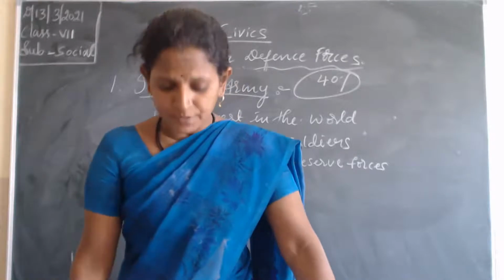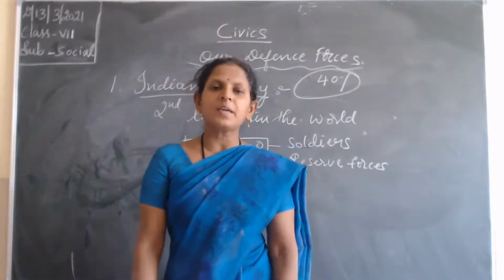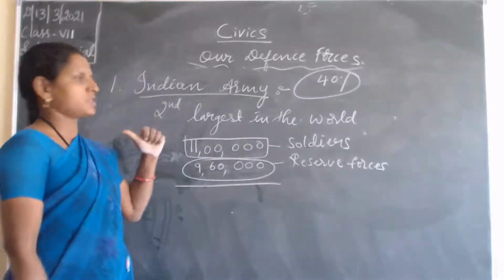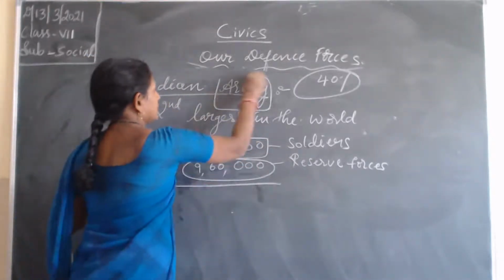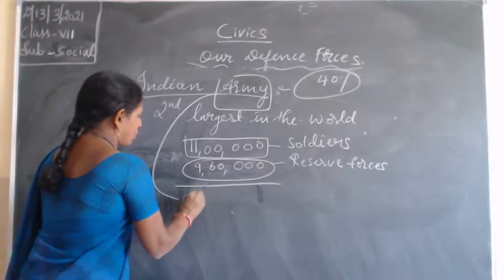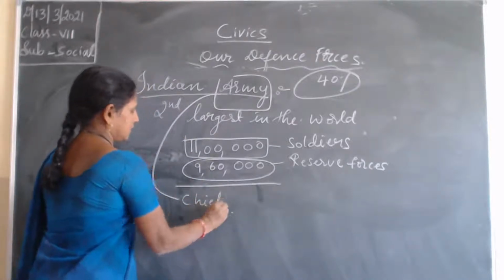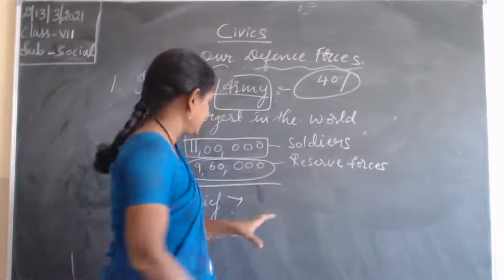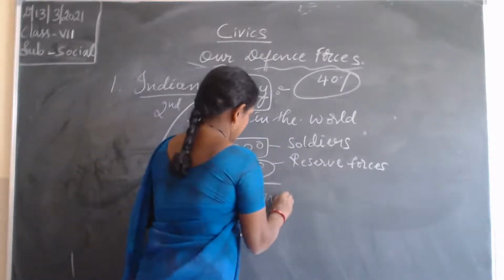The chief of the army is called general. Here in the army, the head, the chief, is there, isn't it? So the chief of the army, what is the name? We identify him as the general.